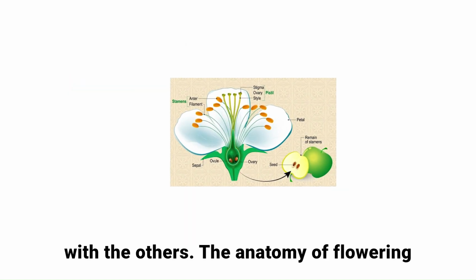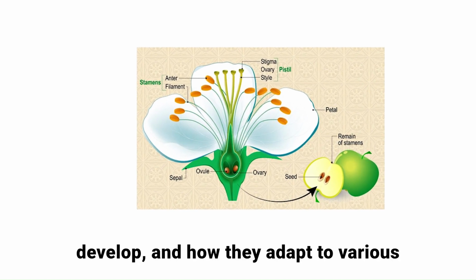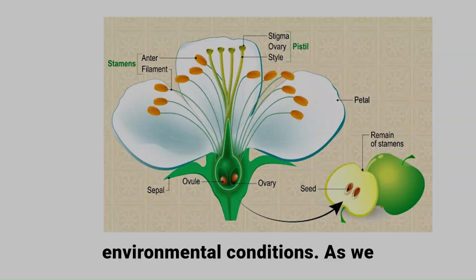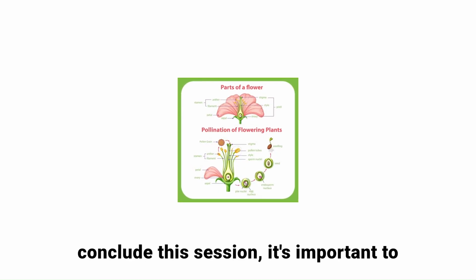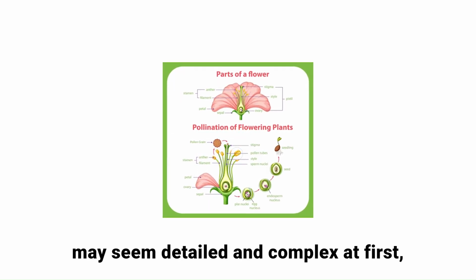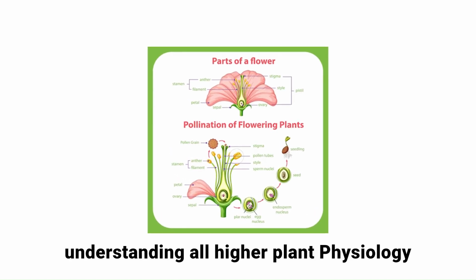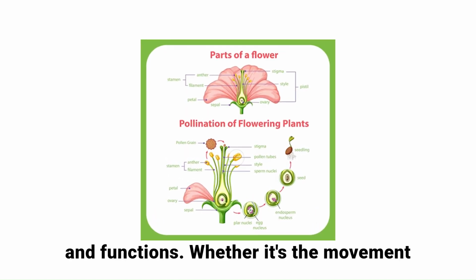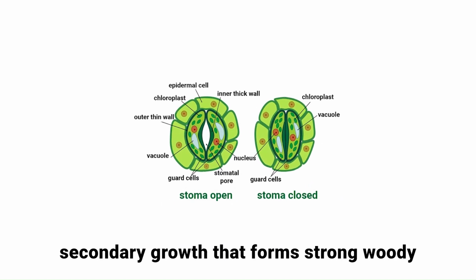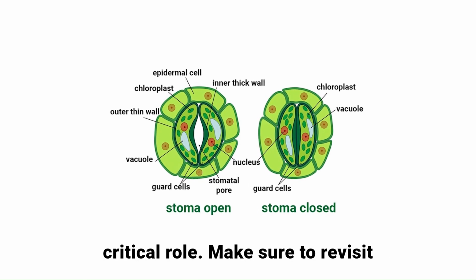The anatomy of flowering plants gives us deep insights into how plants function, how they grow and develop, and how they adapt to various environmental conditions. As we conclude this session, it's important to remember that while the anatomy of plants may seem detailed and complex at first, it actually forms the foundation for understanding all higher plant physiology and functions. Whether it's the movement of water and nutrients or the process of secondary growth that forms strong woody trunks, every bit of this anatomy plays a critical role.